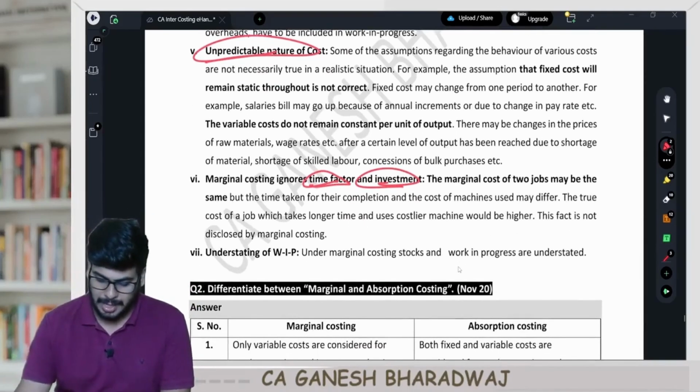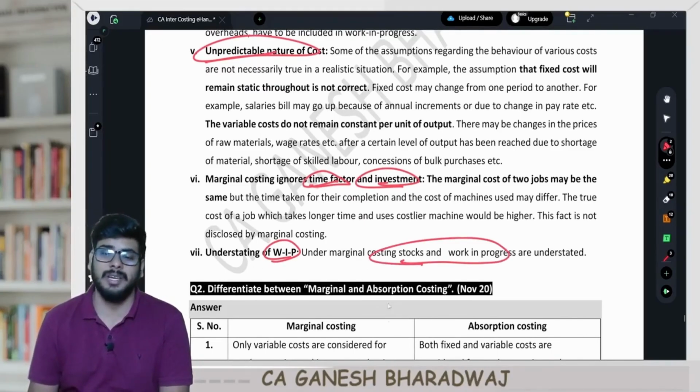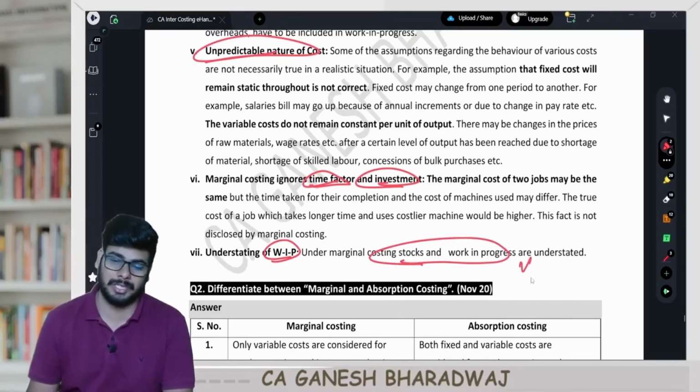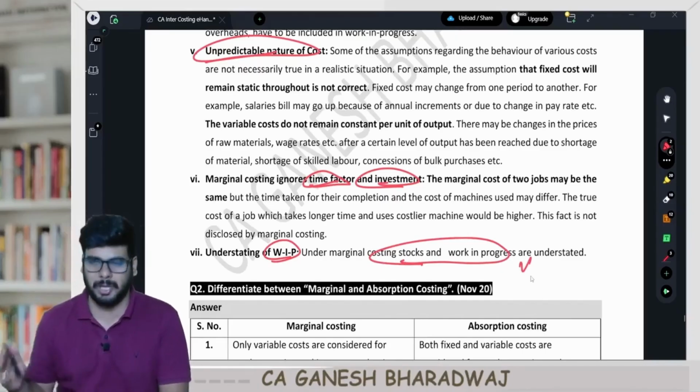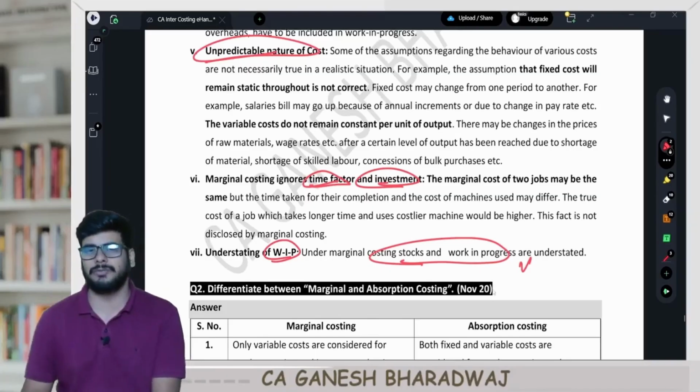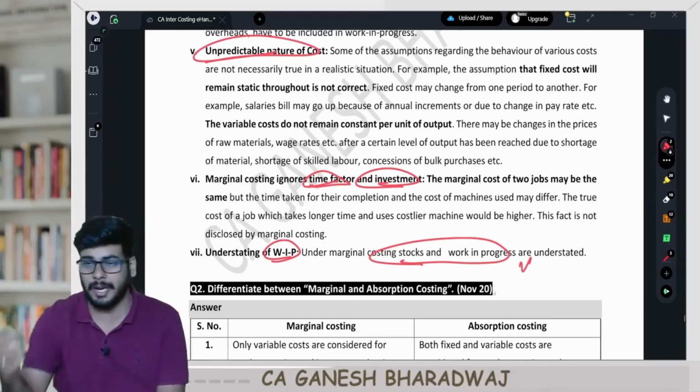Fine, clear with this. And then, understatement of WIP. Under marginal costing, the stocks and WIP are understated. Why? Because every unit is valued at variable manufacturing cost instead of the full manufacturing cost. So it's undervalued, is what they are saying. I wouldn't say it's undervalued, but just because they want to put one additional point, they put it. It's another school of thought. It says valued only at variable cost, it's fair. That is the nature of the method itself.